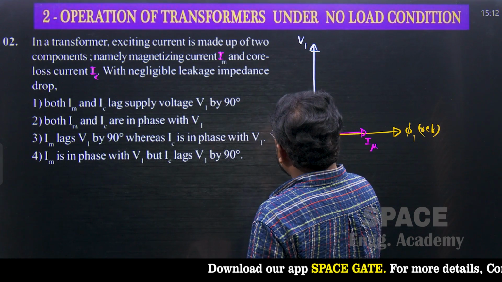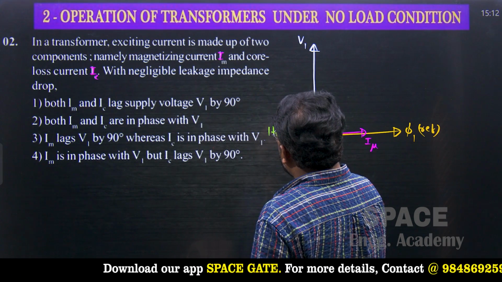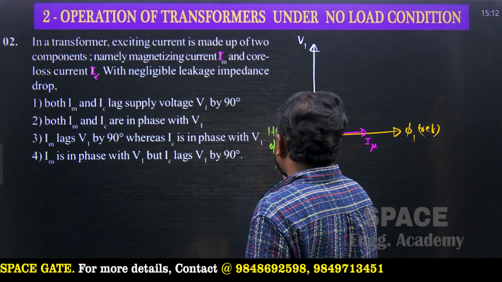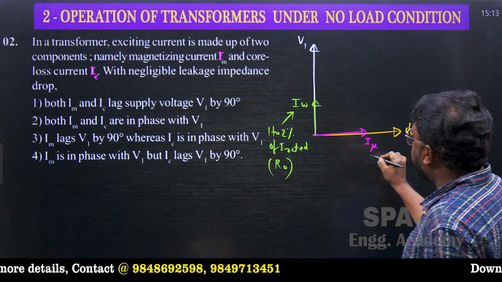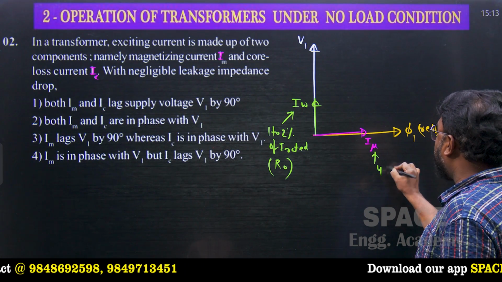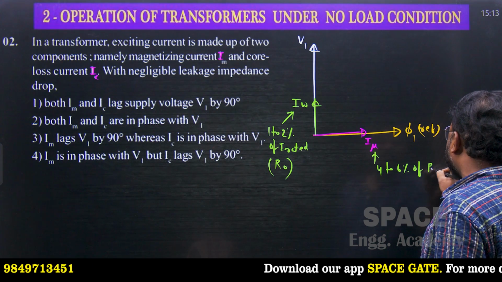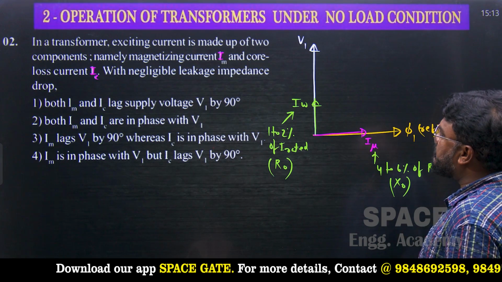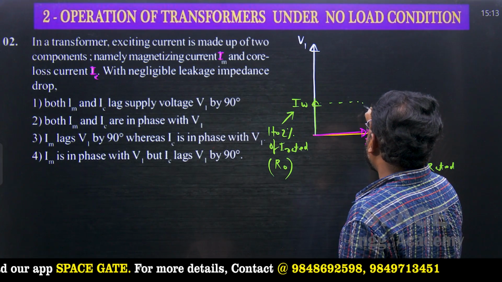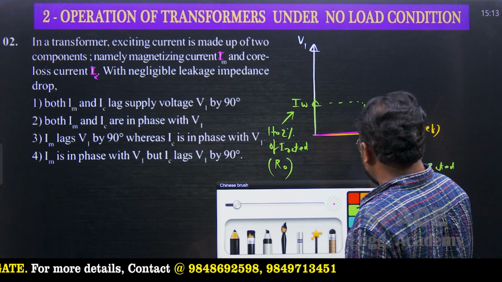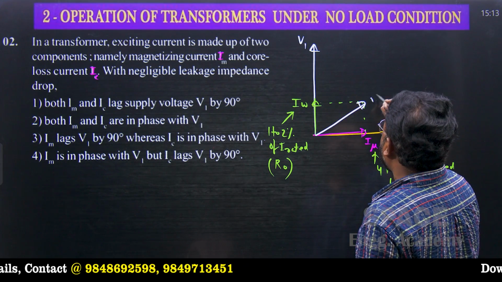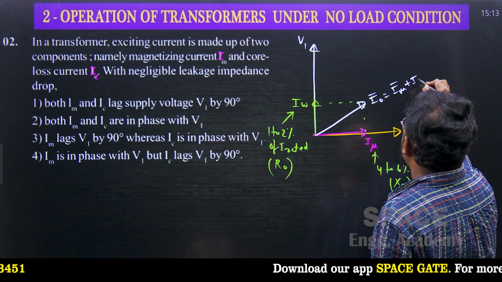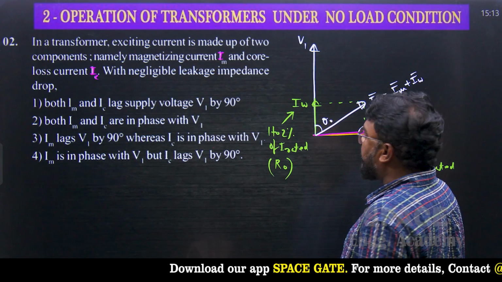This is the iron loss component of the current, Iw. It is 1 to 2% of the rated current, and it is modeled with the resistive element R0. Next, the magnetizing current is in the order of 4 to 6% of the rated current, and it is modeled with the element X0 or Xm. The vector sum of these two gives the no load current of the transformer: the vector sum of magnetizing current plus the iron loss component of current. This angle we can call theta naught.